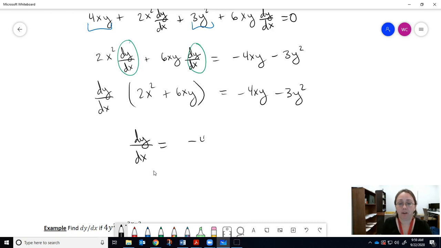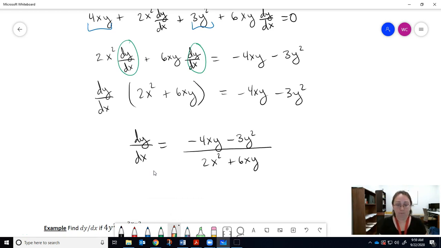So on the right we have the original right, negative 4xy minus 3y squared all over the parentheses, 2x squared plus 6xy. And there you go. That is your derivative.